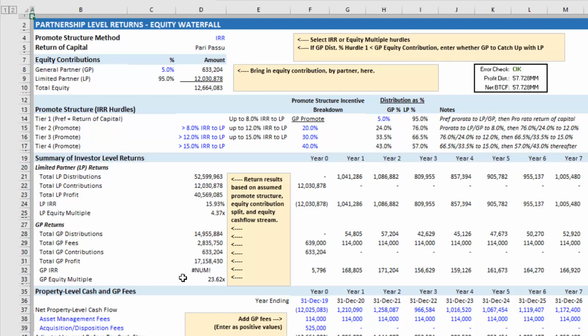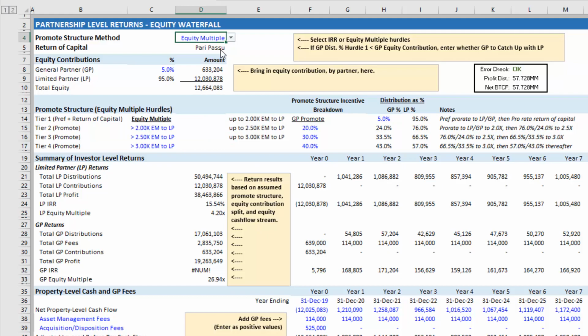To get started, you'll start here at the top. Blue font cells are input cells, black font cells are output cells. And we'll start with our first input, which is the promote structure method, whether it's IRR or equity multiple. And as you toggle through, it'll adjust the model accordingly. Let's stick with IRR.